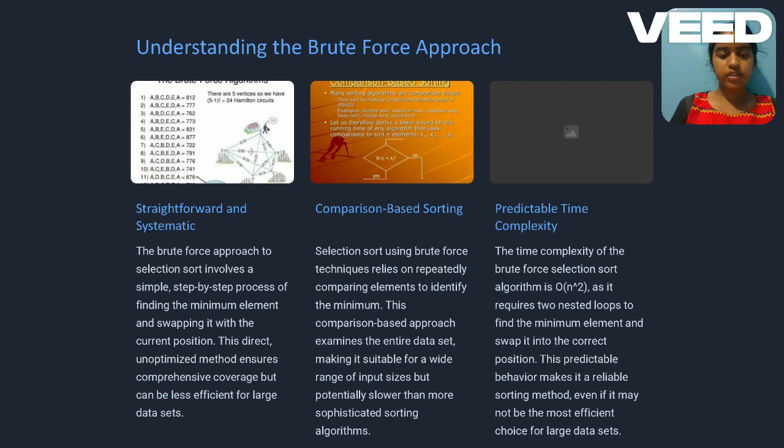Straightforward and systematic, the brute force approach to selection sort involves a simple step-by-step process of finding the minimum element and swapping it with the current position. This direct, unoptimized method ensures comprehensive coverage but can be least efficient for large datasets.